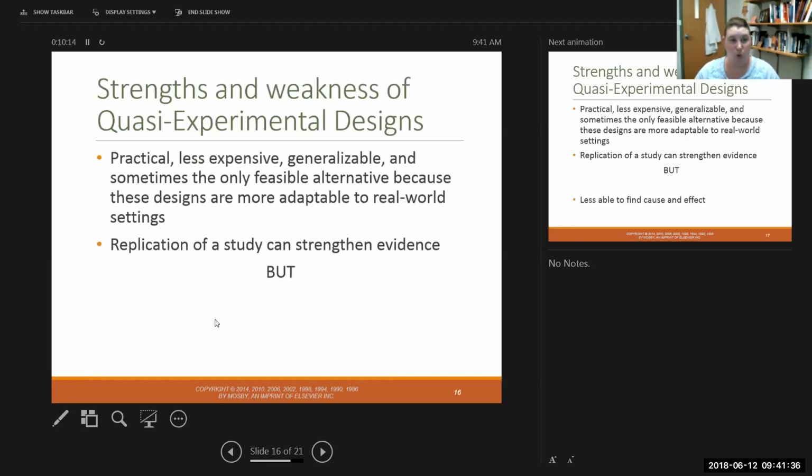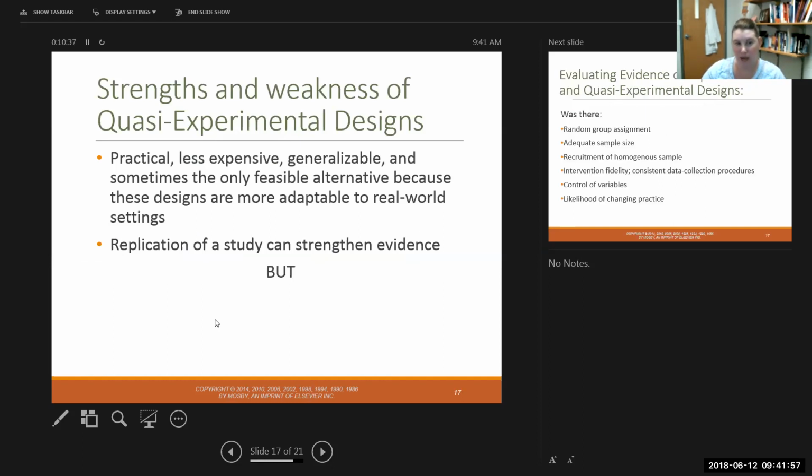Strengths and weaknesses of quasi-experimental designs. Again, these can be much more practical, less expensive, they're generalizable. Sometimes these are our only feasible alternative because they are really adaptable to the world in which we are functioning in. You can replicate the study, which can help strengthen the evidence, but we might be less able to determine cause and effect. There may be some confounding variables in here that we need to take into account.